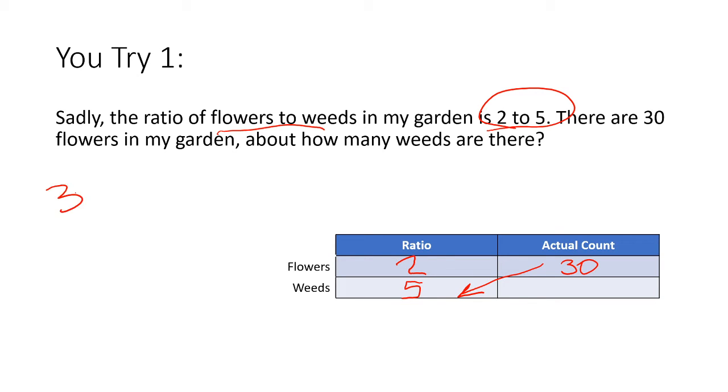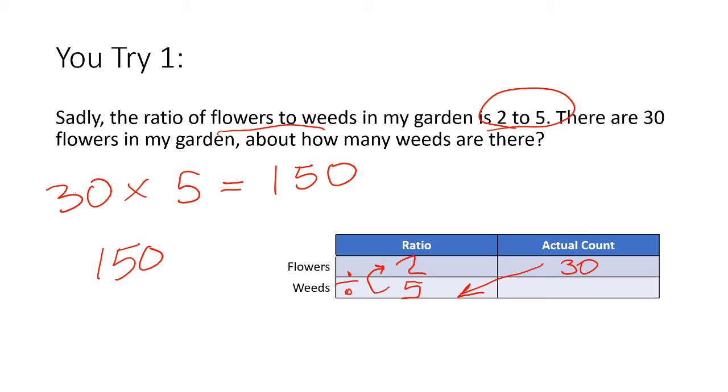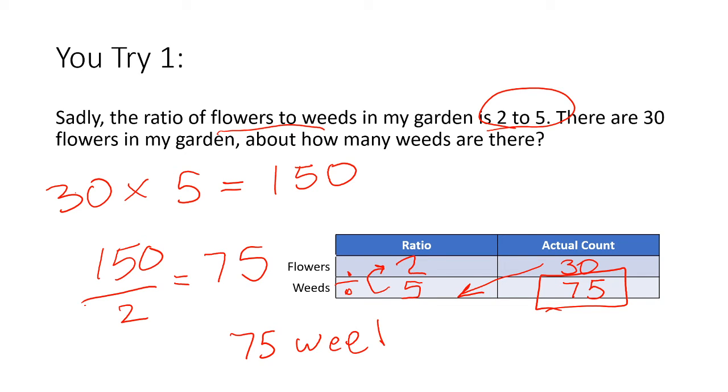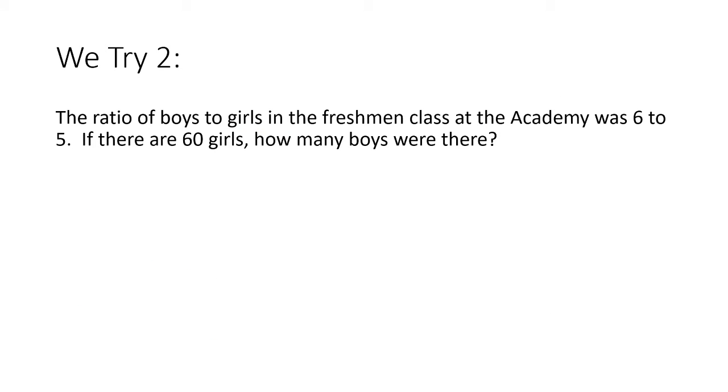30 times 5 is 150. And then I want to divide across. So 150 divided by 2 is 75. So this lets me know that there are 75 weeds in my garden. Let's do another one together.